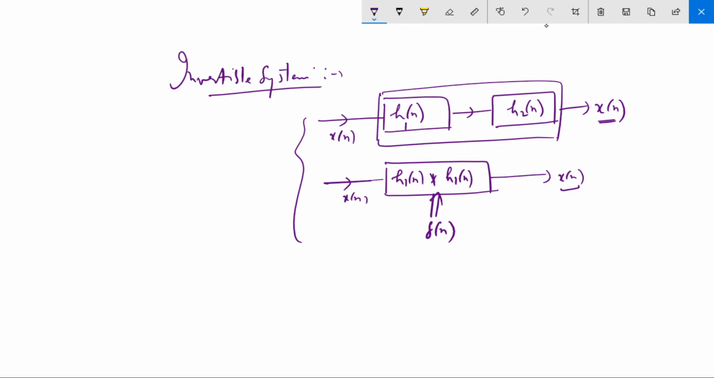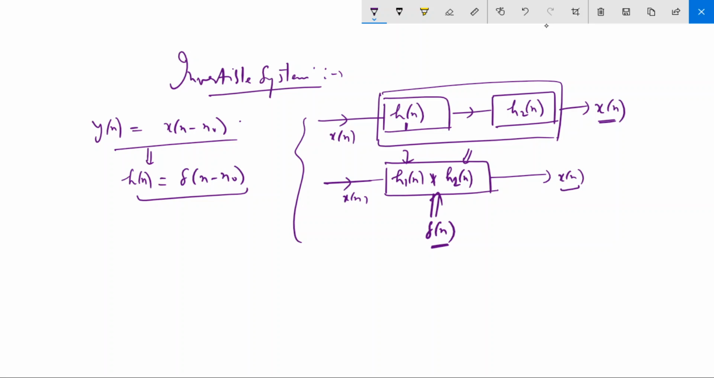So for any system h1 of n, if you can find a system h2 of n so that the convolution of these two is equal to the impulse signal, then this h2 of n will become the inverse of h1 of n. Okay, suppose I take a simple example, you have a system y of n is equal to x of n minus n naught. Okay, what is the impulse response of the system? h of n. If your input is delta of n, y of n is h of n. So if I take x as delta of n, your h of n will become delta of n minus n naught.